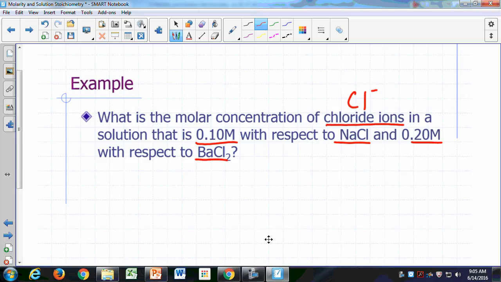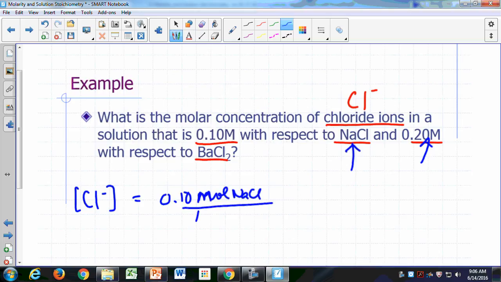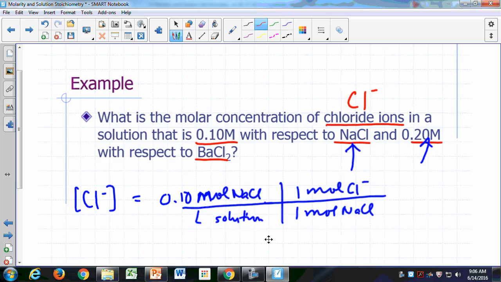So to answer this question, all you have to do is figure out how much chloride you can get from the sodium chloride and how much chloride you get from barium chloride, and that gives you the total chloride concentration. So I'm going to say the chloride concentration in this solution comes from sodium chloride, so it's going to be 0.10 molar from sodium chloride. Okay, so I'm going to say moles of sodium chloride per liter of solution times 1 mole of chloride for 1 mole of sodium chloride. That gives me the molar concentration of chloride coming from the sodium chloride.